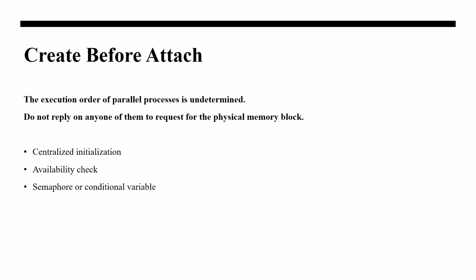We can also do an availability check, which means you let the child process go into a for loop, keep checking whether the block is available. Apparently this is not the best idea. And also we can use a semaphore or conditional variable to signal: if the parent, or any other process, is done with allocation, just signal the rest of them so they know it is time to keep going.